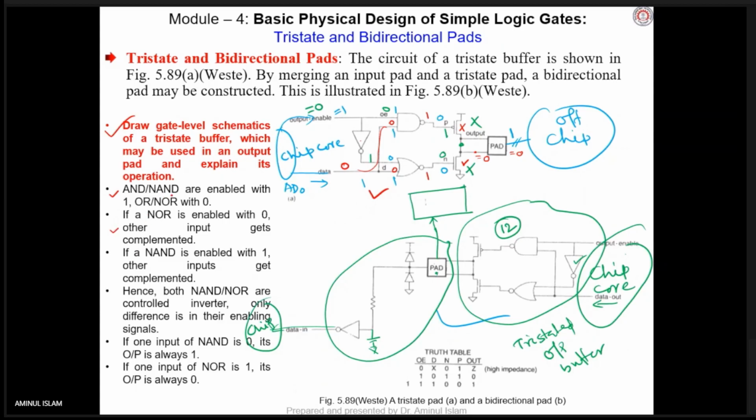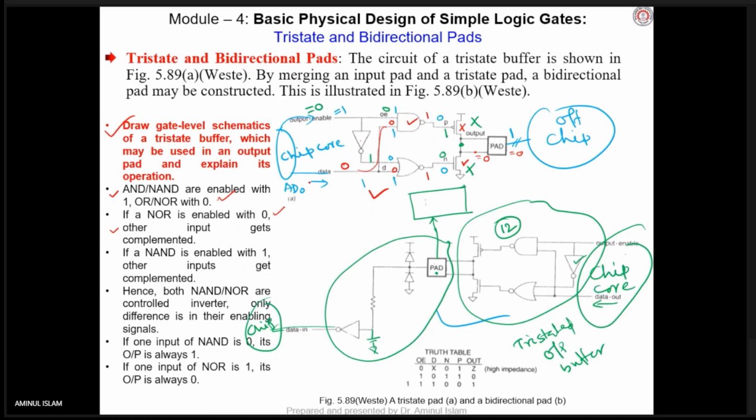NAND gates are enabled with 1 or NOR with 0. If a NOR is enabled with 0, the other input gets complemented. Same is the case with NAND also. If it is enabled with 1, the other input gets complemented. So these are fundamental things about the NAND gate and NOR gate. Here we have the NAND gate, so I have put it here for your better understanding. See whether it is a tri-stated gate or not.